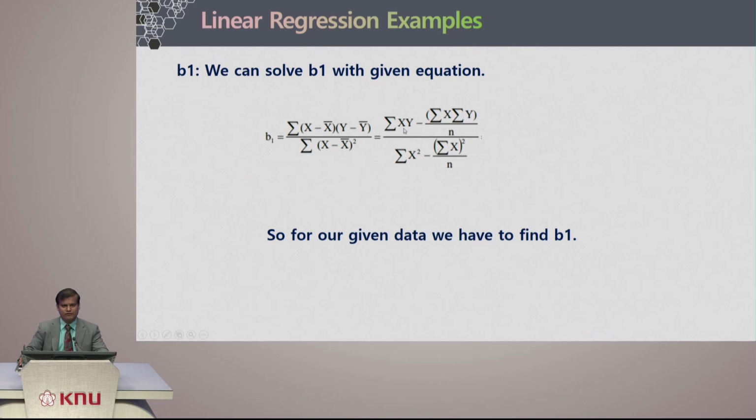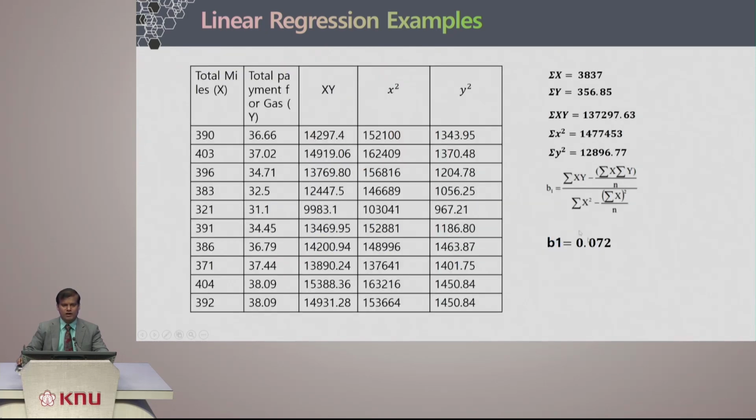What we need is to find these terms: summation of x times y minus summation of x, summation of y divided by n, divided by summation of x square minus summation of x the whole power 2 divided by n. That is for b1. So you are calculating these values from the table, from the given data, and you come up with b1 equals 0.072.